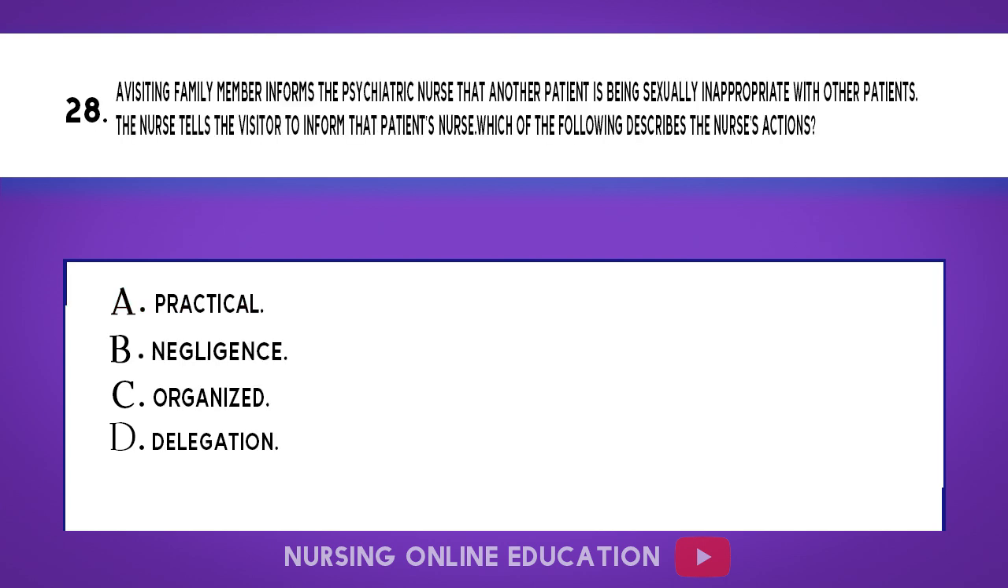28. A visiting family member informs the psychiatric nurse that another patient is being sexually inappropriate with other patients. The nurse tells the visitor to inform that patient's nurse. Which of the following describes the nurse's actions? A. Practical. B. Negligence. C. Organized. D. Delegation.